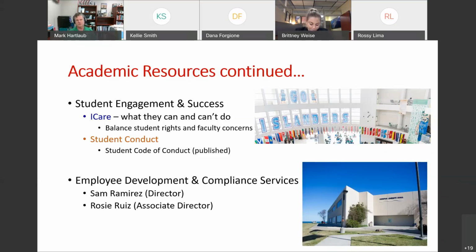There are lots of resources. As I said, Student Engagement and Success is there for you. Employee Development and Compliance Services, Sam and Rosie's office, that's kind of extreme, if you want to file a formal complaint or a formal grievance.